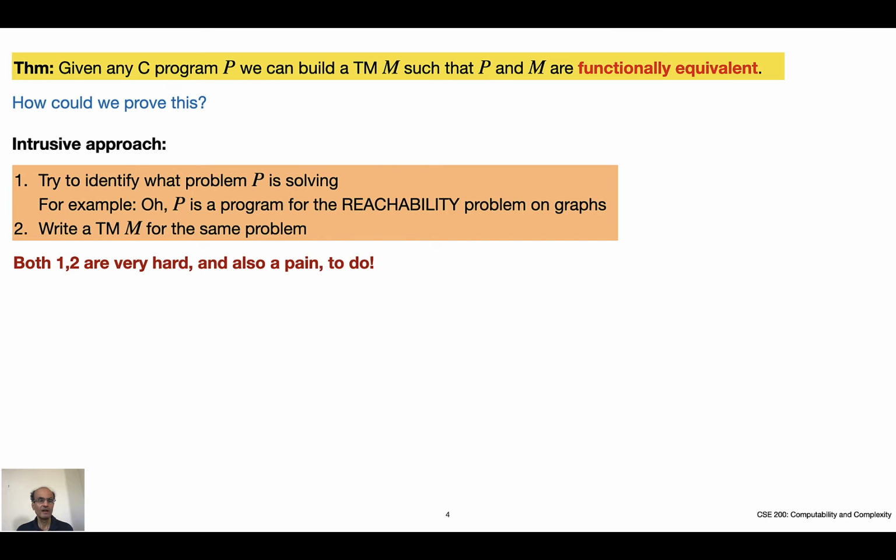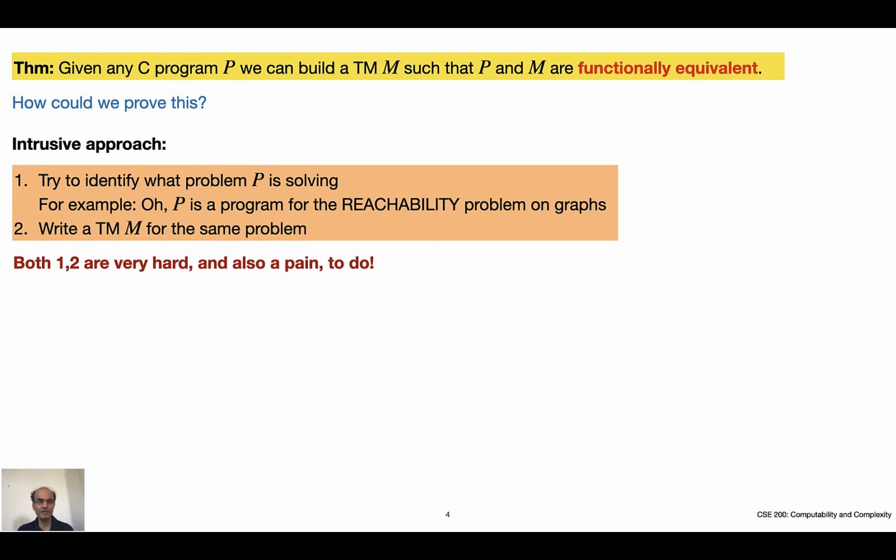First of all, these steps are rather hard. Maybe you know what problem a program you write is solving, or even a program that's out there is usually accompanied by some description of what it's trying to do. But we're talking about completely arbitrary programs. If you're handed some arbitrary program, it's not at all clear how you would figure out what problem it's trying to solve. That type of program analysis is pretty infeasible. So any attempt to need to know the semantics of your program is going to be doomed to failure.